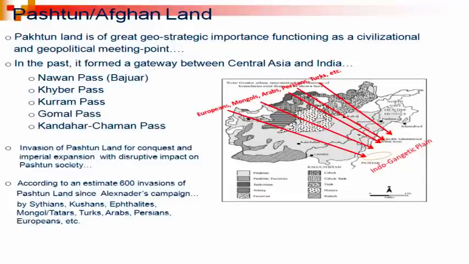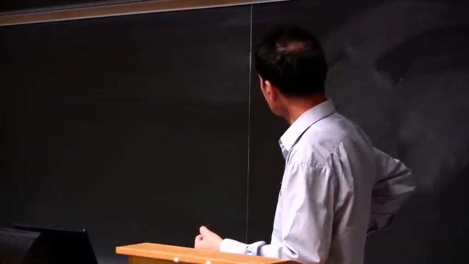So that has had a great impact on the social structure, the political structure, and the process of nation building. It has disrupted that process among the Pashtuns. The Pashtun land has been invaded some 600 times since Alexander's invasion of India.